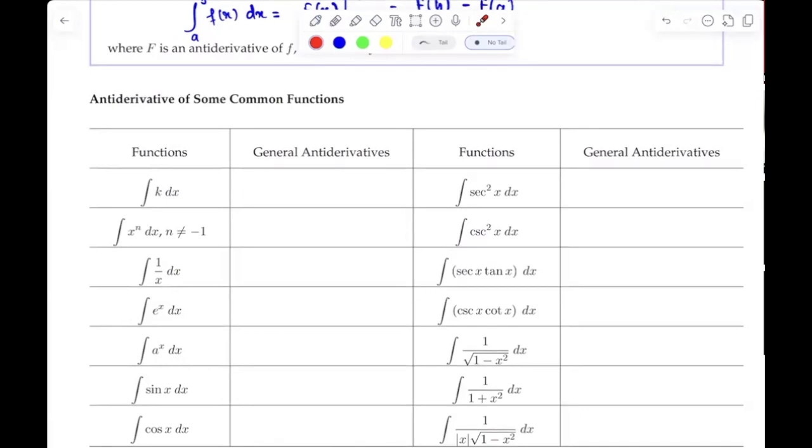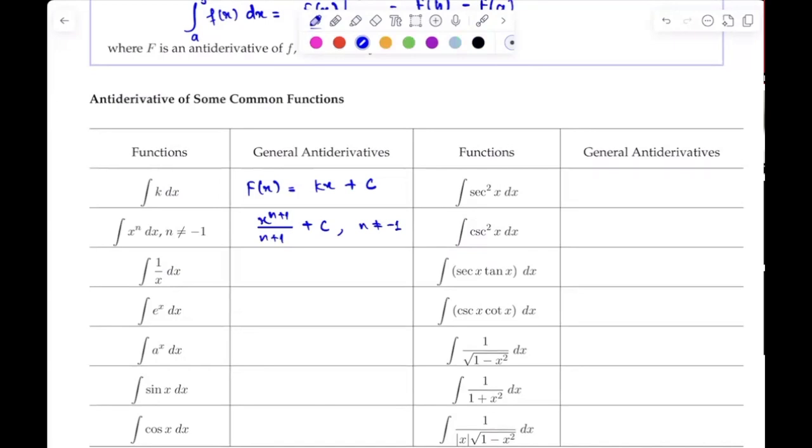But for now, the general antiderivative of k is going to be capital F of x equals kx plus a constant c. Again, c is the arbitrary constant. The antiderivative of x to the power n, given that n is different from -1, is going to be x to the power n plus 1 divided by n plus 1, plus a constant c. Again, n is different from -1.